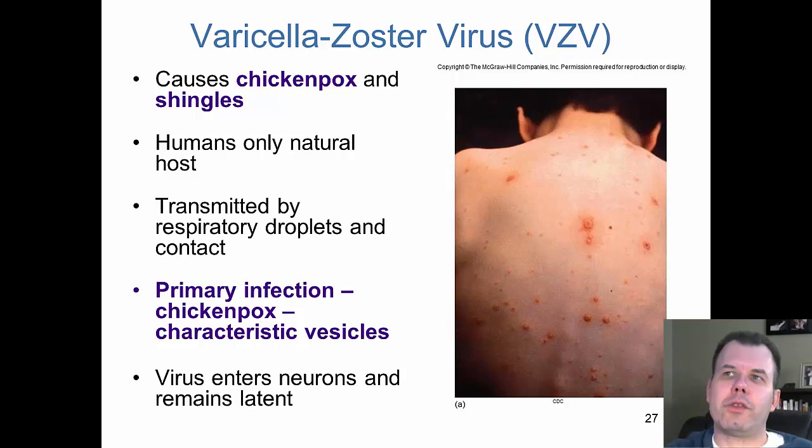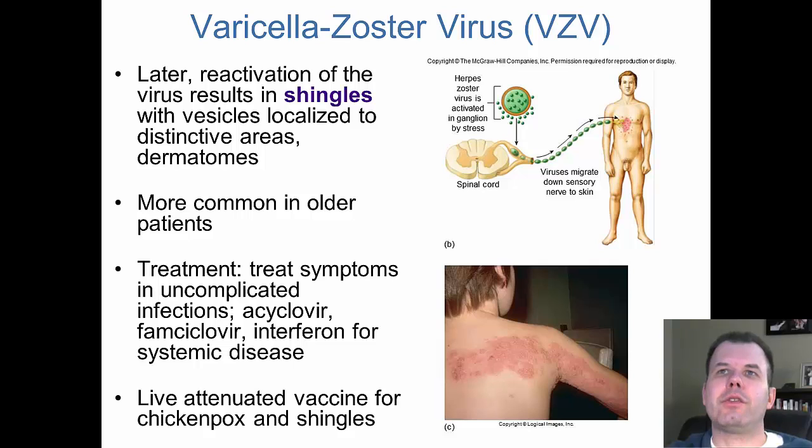And again, the reason why it's called the pox is because you get a similar pox type of infection that you see with smallpox or monkeypox. But again, it is not a pox virus, it's a herpes virus. And then it enters your neurons and remains latent until later in life, and then it can come back as shingles. Okay, and so later reactivation results in shingles and results in localized distinctive areas or dermatomes. And again, what happens is that the virus leaves the nerve, travels along the passage of the nerve, and causes an outbreak.